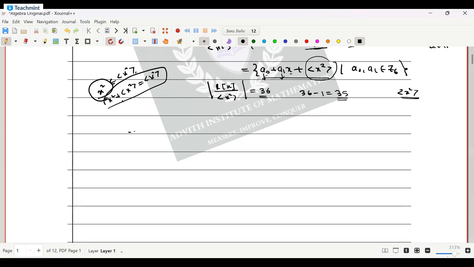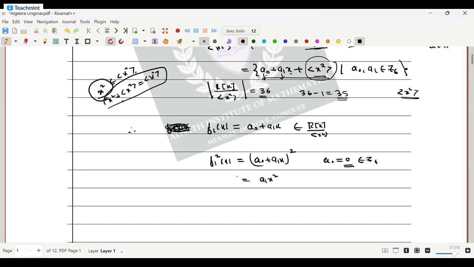Right? So now consider any element, some F of X, let's give a different name, F1. F1 of X is equal to A naught plus A1 of X plus generated by X square, which belongs to the quotient ring R[x] by generated by X square. Squaring it, F1 square of X equals A naught plus A1 of X whole square. Suppose we assume that A naught is not equal to 0, since A naught belongs to Z6, right? If A naught equals 0, this becomes A1 square into X square.